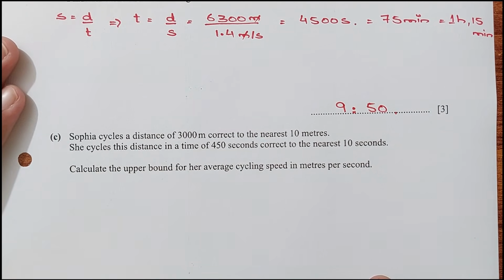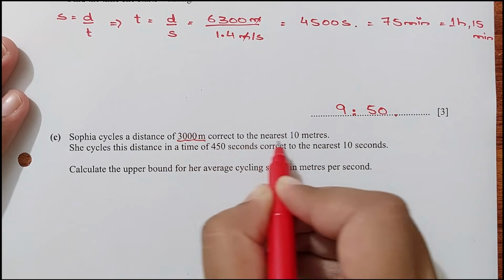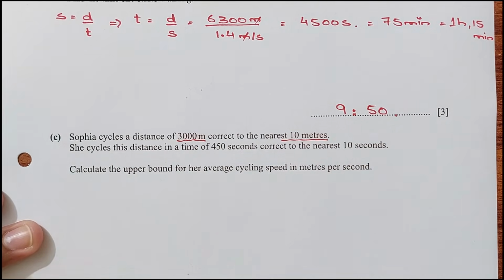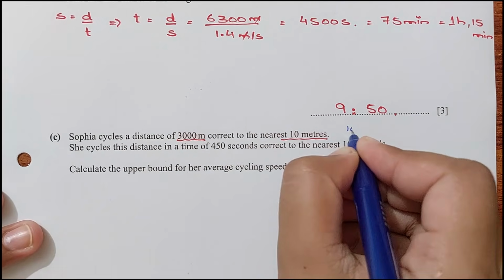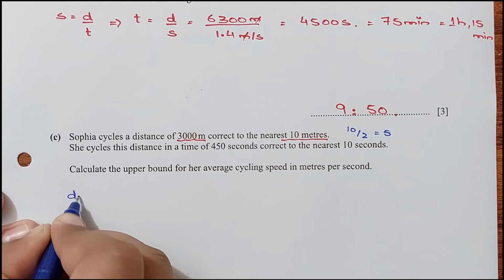Now for part C, Sophia cycles a distance of 3000 meters, correct to the nearest 10 meters, right? Nearest 10 meters means 10 divided by 2, which is equal to 5, right? So let me solve the distance.